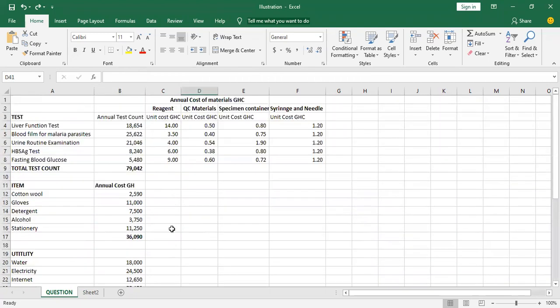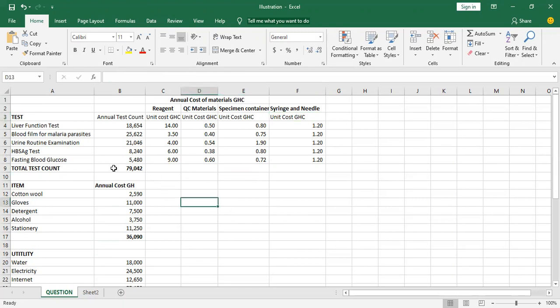Now, we went through the lectures on Saturday, and we learned about direct costs and indirect costs. With the information that is given us here, it is clear to see that reagent cost is a direct cost because it can be directly attributed to the specific tests that were done. Quality control materials are also direct costs. Specimen containers and syringe and needle are also direct costs. So these, you can easily trace to each of the tests.